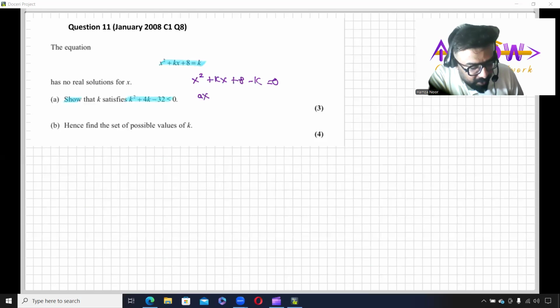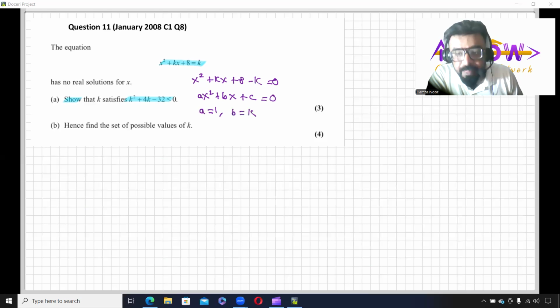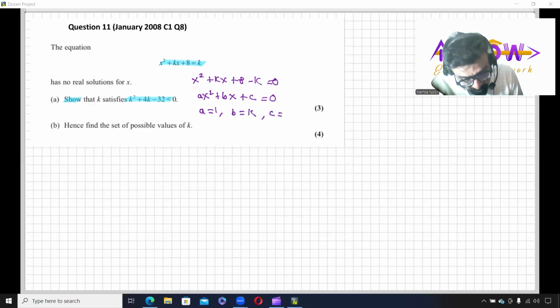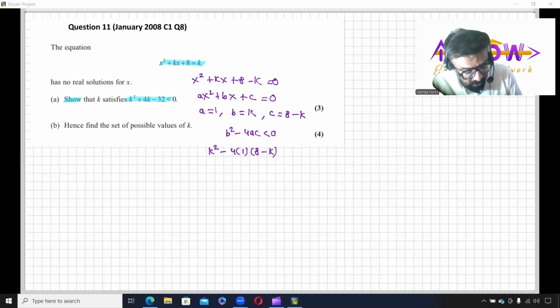So we are going to make a comparison with the form ax square plus bx plus c is equal to 0. This means that a is equal to 1, b is equal to k, and c is equal to 8 minus k. The condition given in the question is that it has no real solutions, meaning it has no real roots. So this means that b square minus 4ac is less than 0. Here we are going to say that k square minus 4 times 1 times 8 minus k, and this whole thing is less than 0.